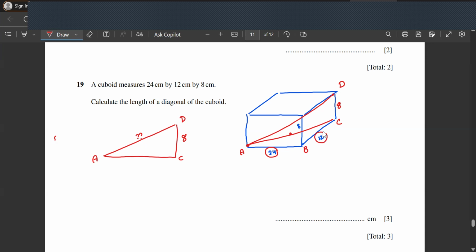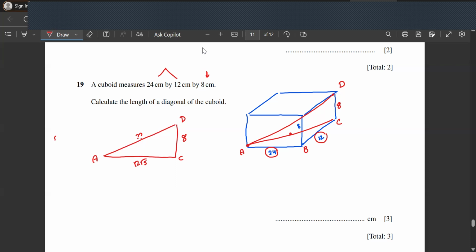So 24 square plus 12 square, the root equals 12 root 5. So this is 12 root 5. Then what should I do? How do I know which side is the height, length, or width? Look here, we usually take the first two for the base, then it is the height. But you know what? If you reverse it, it will give you the same answer. Okay? Same mark?